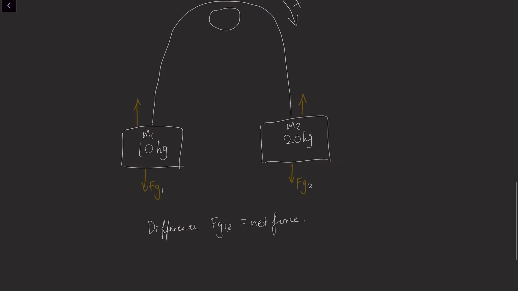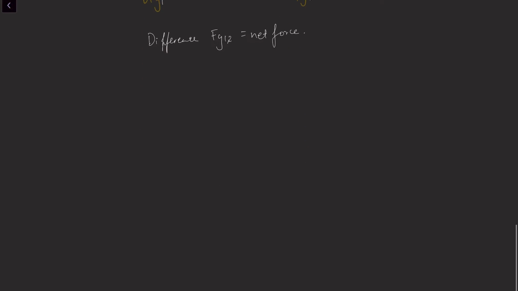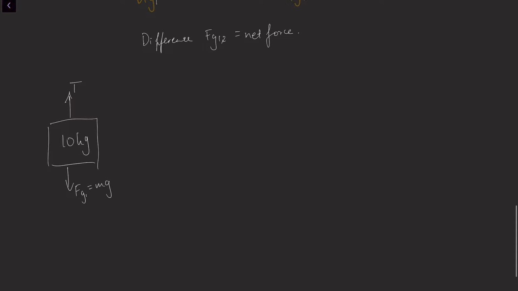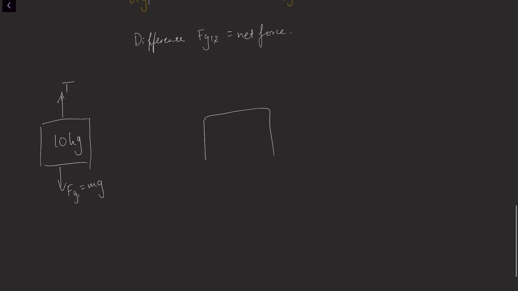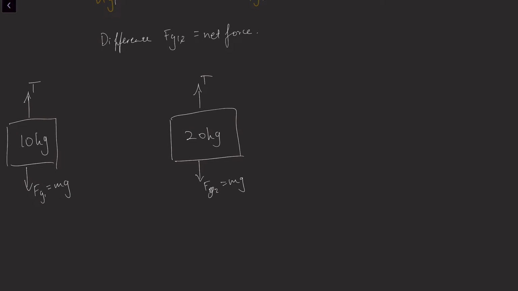So let's have a look at that. Let's draw the free body diagram for both, and let us also look at what net force is. Here's the 10 kilogram block. There's tension pulling it up, and there's force due to gravity pulling it down. For the second block, same story. Tension, force due to gravity pulling it down. Let's write that in equation form.